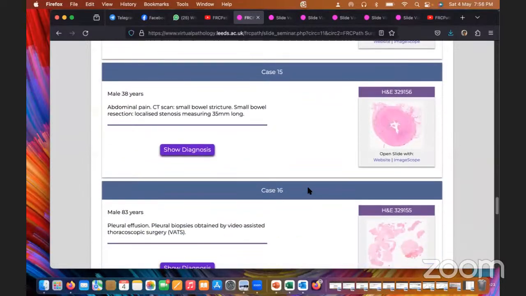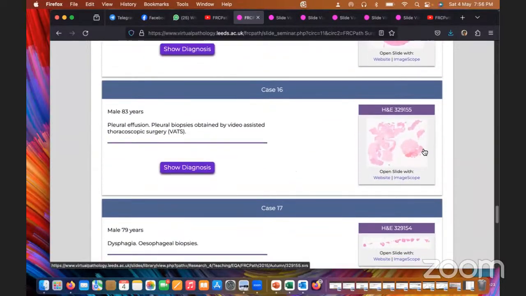Okay. Okay, now moving on to our case 16, that is a male, 83 years.